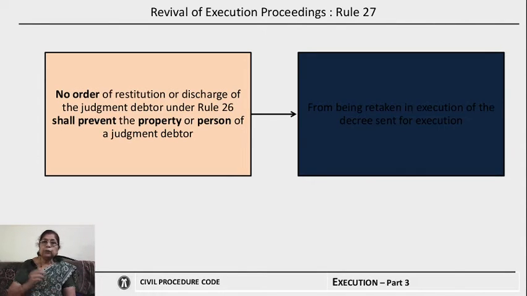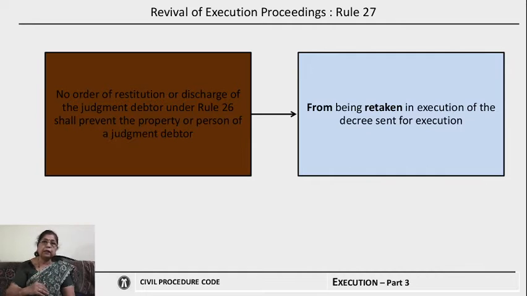Now, Rule 27 says that no order of restitution or discharge of the judgment debtor under Rule 26 can be made which can prevent the property or person of a judgment debtor from being once again taken in execution of the decree. That means, this is only a temporary phase. Even though the court stays and discharges the judgment debtor, and it also makes an order for restitution, later on it can once again start the execution proceedings.